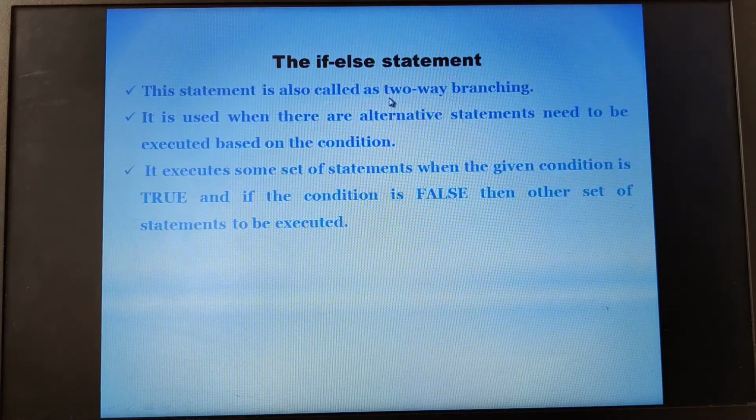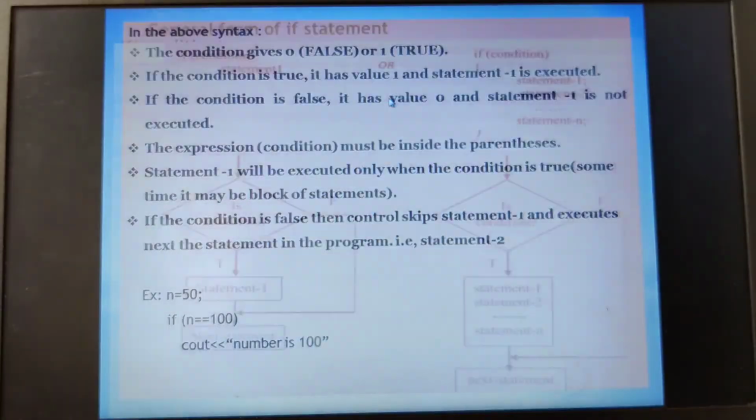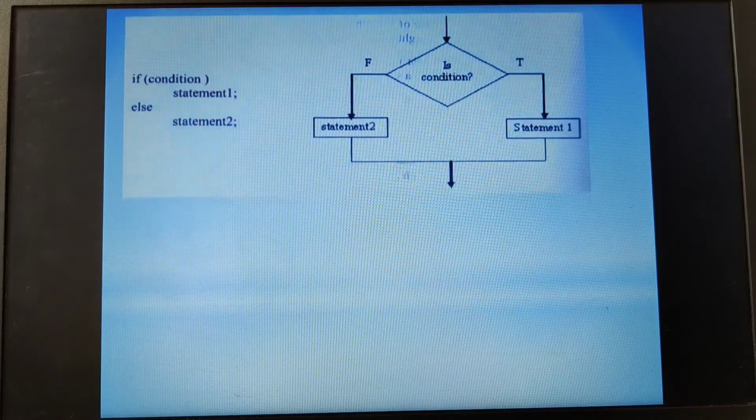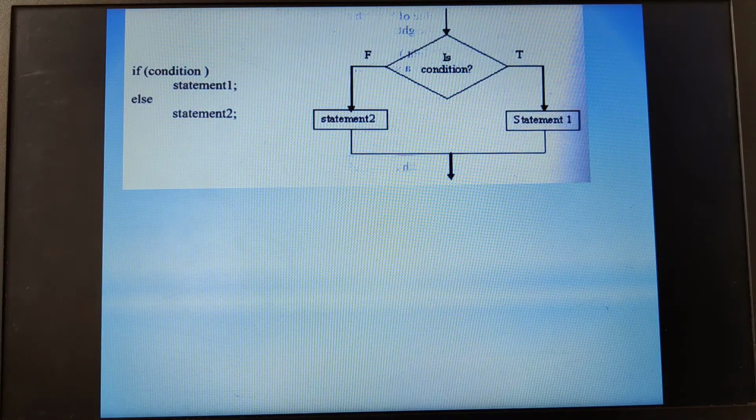Whereas in the flowchart for the simple if statement, it is called one-way branching. That means it will execute only when we have the true part. Understood? Therefore it is called one-way branching. Now, look at this. When we have alternative statements to execute, we use the if-else statement. As usual, the given condition will be evaluated as true or false. True means 1 and false means 0.